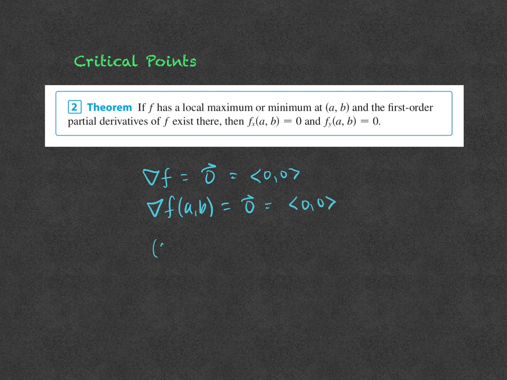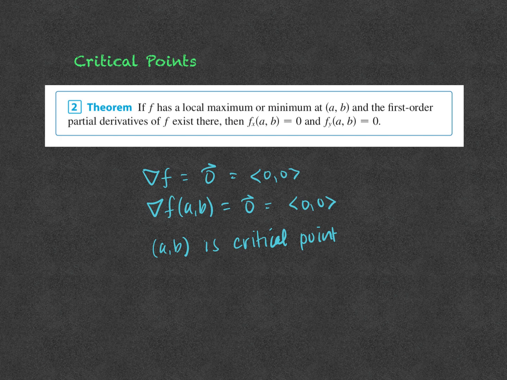In that case, the point (a, b) is called the critical point. The critical point is where we determine from there if it's a maximum or a minimum. We're going to go straight to the second derivative test. Before we do that, let's do an example.